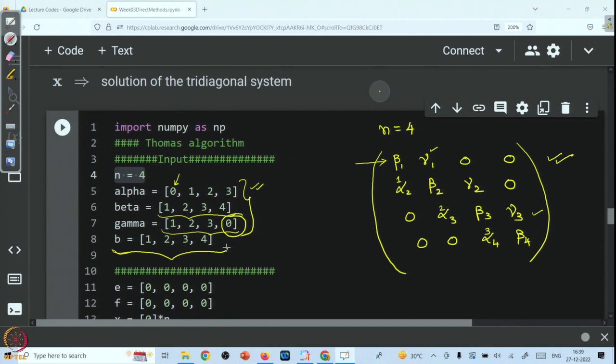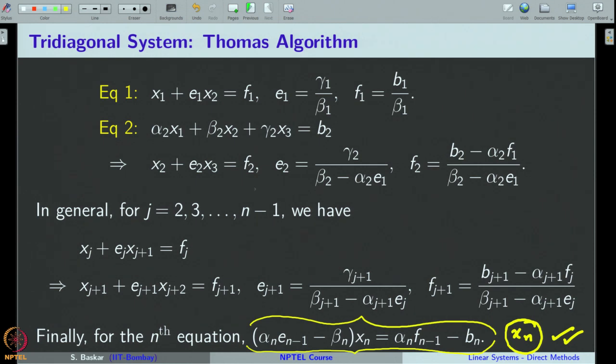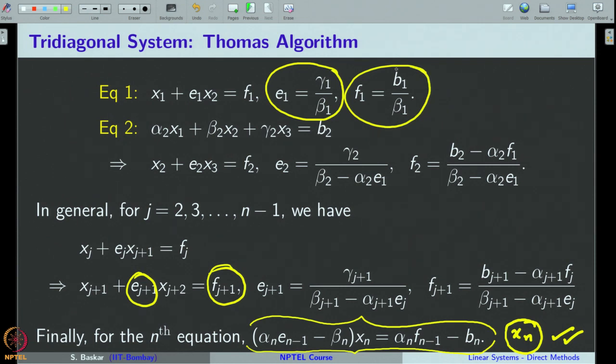Now, let us go for the elimination process. If you recall, we have to obtain two parameters in the method, E and F. E is sitting here and F comes from the right hand side elimination process. Let us see how these have to be incorporated in the code. We will use this formula for E1 and F1, and then for E2 and E3 we will use this formula. Again, for the last equation, we have to plug in this expression. Let us see how to do that.